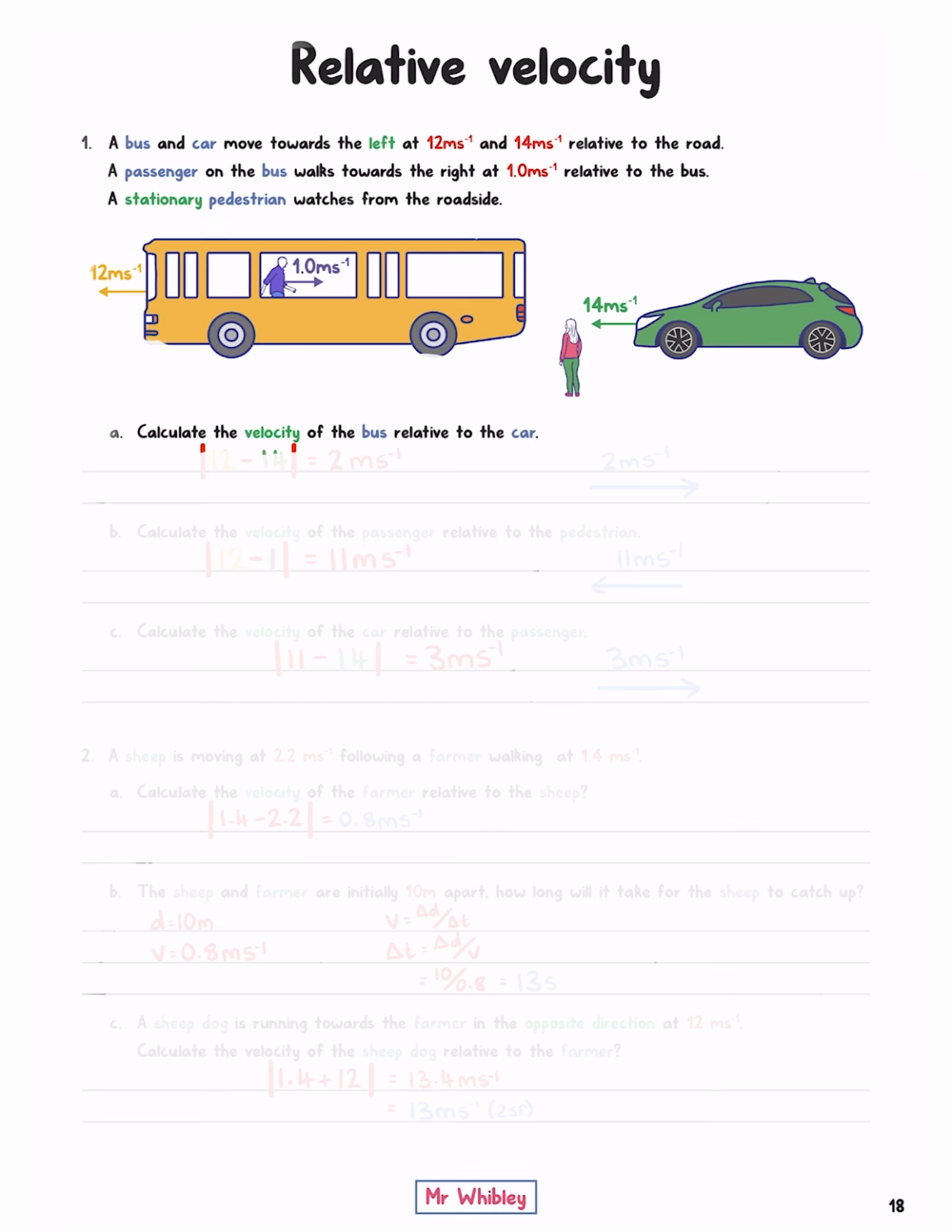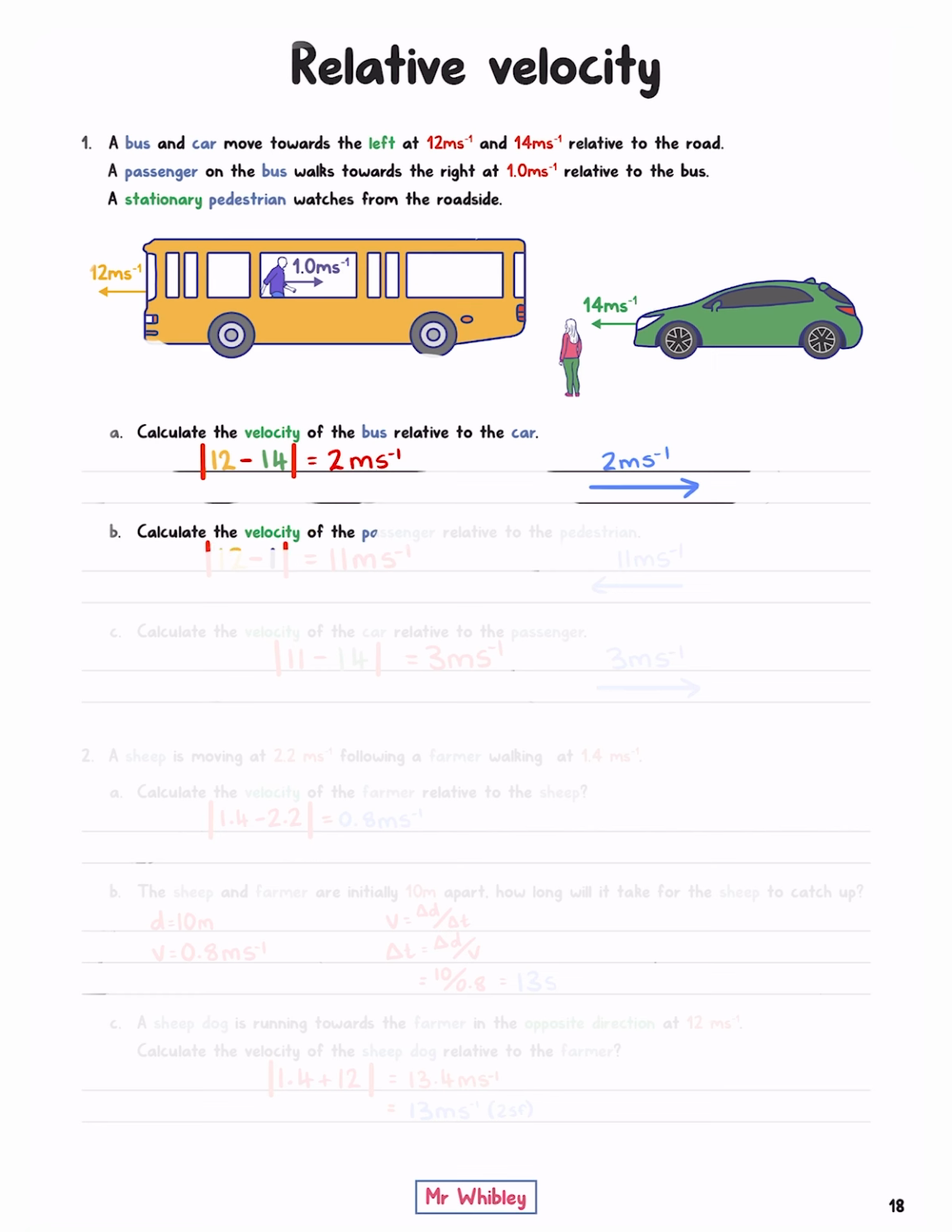The bus and the car have velocities in the same direction, so we find the difference in these velocities, where these two symbols here are what we call the absolute magnitude. All they do is turn negatives into positive. So for example, 12 minus 14 is negative 2. However, the absolute magnitude of negative 2 is just 2. And so the velocity of the bus relative to the car is 2 meters per second towards the right, since from the perspective of the car, the bus would be getting closer.